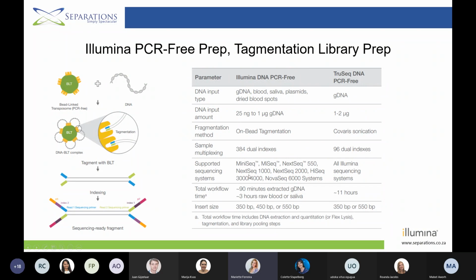These kits are supported on most of our systems at Illumina, and a big plus point of this kit is the fact that the total work time has been reduced dramatically. So you've got basically 90 minutes of hands-on time with your extracted genomic DNA and about a 3-hour work time with your raw blood and saliva.